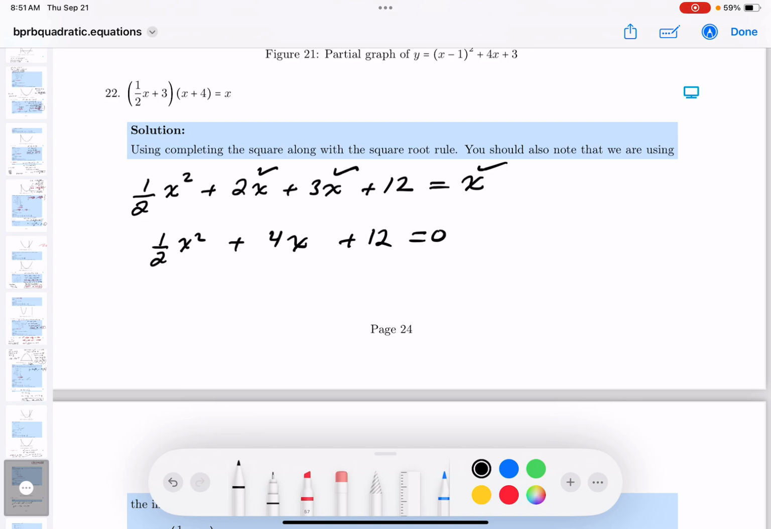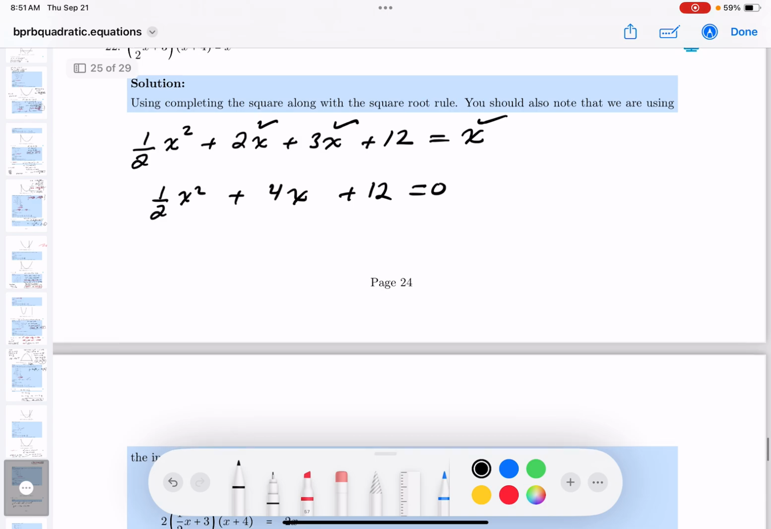What am I going to do now? I'm going to multiply both sides by 2 because I don't like the fraction. What do you get? X squared plus 8x plus 24 is equal to 0. What am I going to do now?